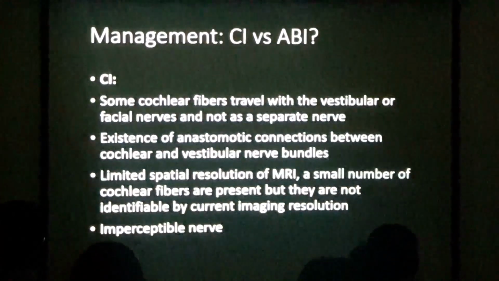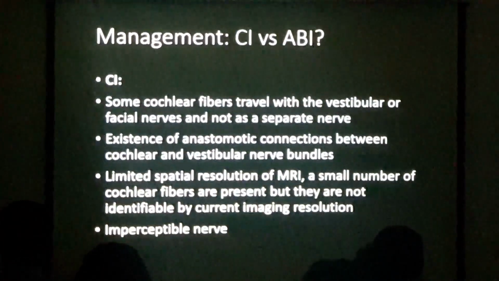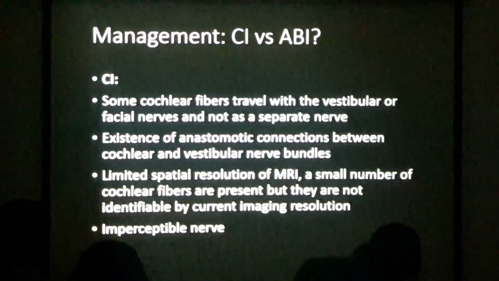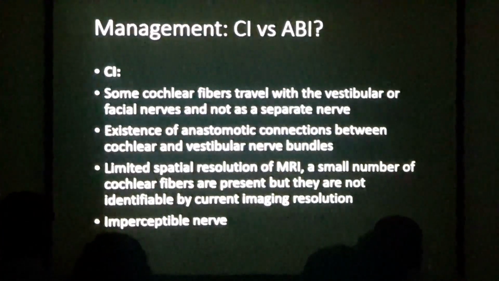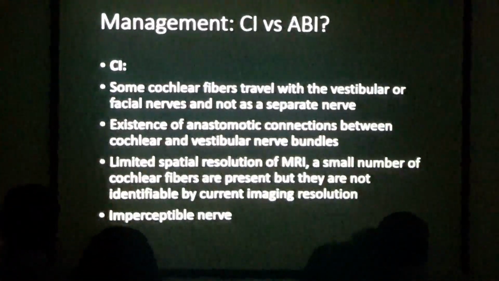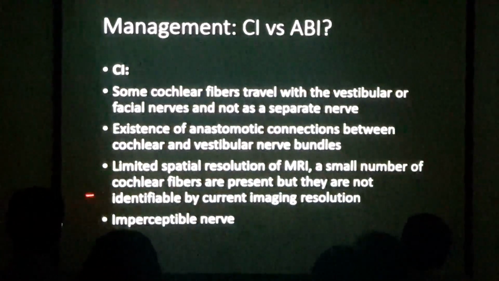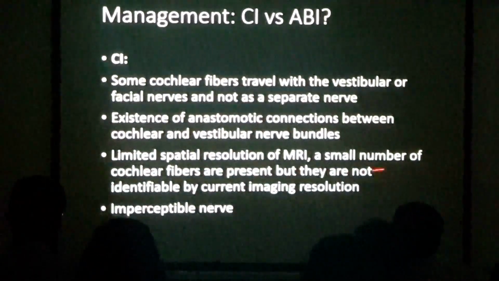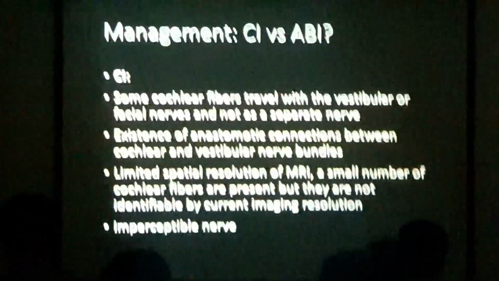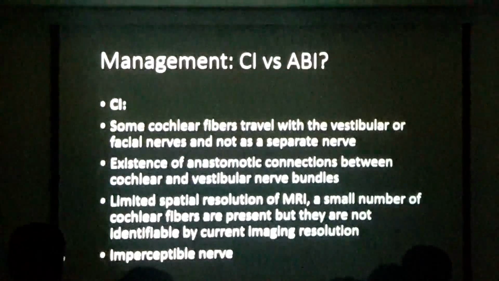Before doing ABI, they try to stimulate the cochlear nerve directly, whatever the vestibular complex is there, and see if there is any auditory stimulation. They do this intraoperatively before they do auditory brainstem implants, and they found this, okay? But also, because of the limited spatial resolution of MRI, a small number of cochlear fibers are present but are not identified by current imaging. They found that some fibers were there, but MRI did not detect them at all. Okay, so this is not identifiable.